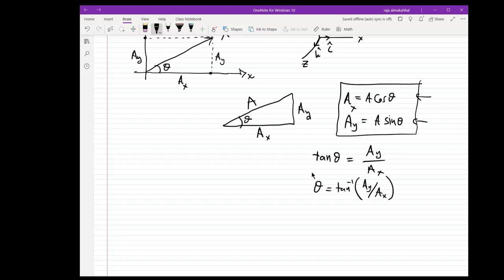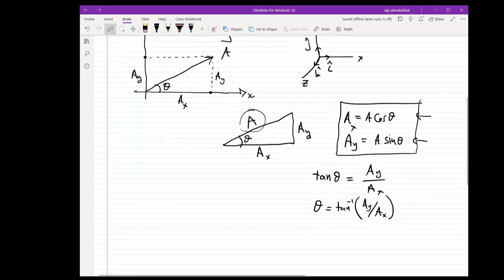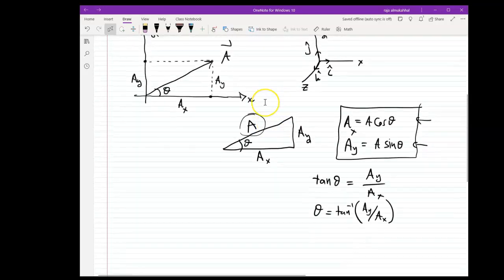I'm going to solve some problems to show you how all of that applies, but right now I'm just covering the theory behind it. Another way of representing a vector A, this vector right here, is, like I said, with the i, j, k unit vectors. And the way you do that is, again, go back to this diagram right here.